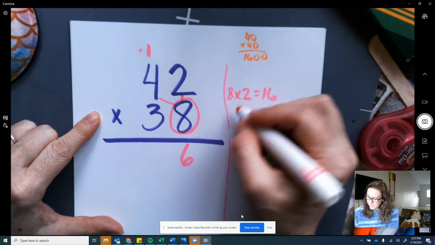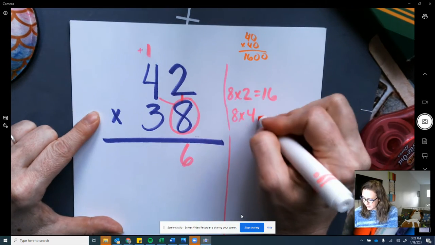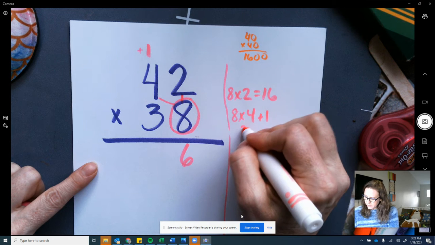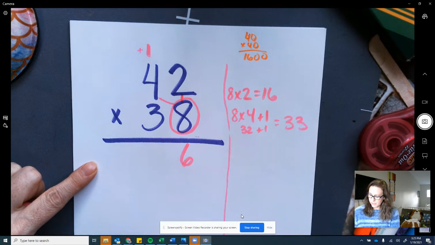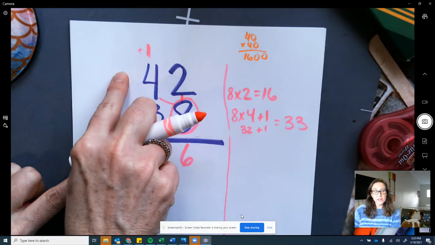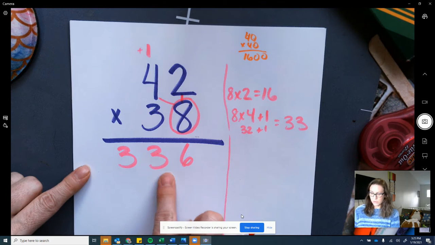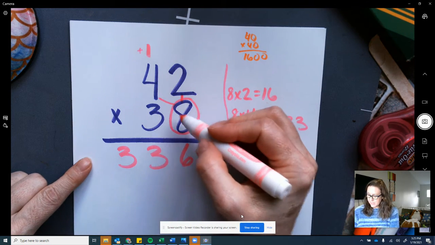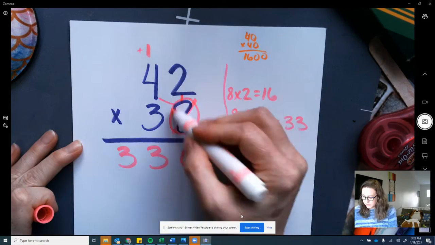Now I'm going to move to my 8 times 4, and I have to remember to add the 1. Okay, so 8 times 4 is 32, plus the 1 is 33. We don't have any place to carry the 3 over to, so we're just going to write it down. So 336. Basically, what we just did is we just did 8 times 42.